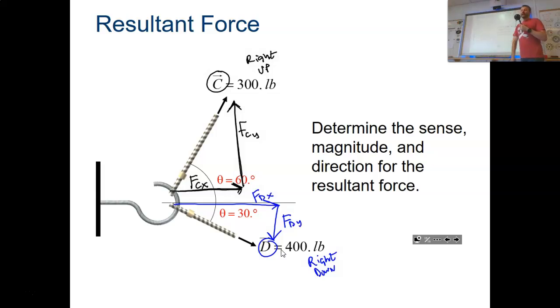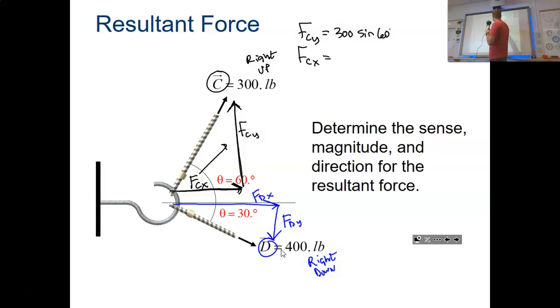So, to find those things, I'm going to use sine and cosine. The force of C in the y direction, remember that's the opposite, so I'm going to say it's 300 times the sine of 60. The force of C in the x direction is 300 times the cosine of 60. Remember how in my first examples I took 75 times the sine, and that's exactly what I'm going to do here.